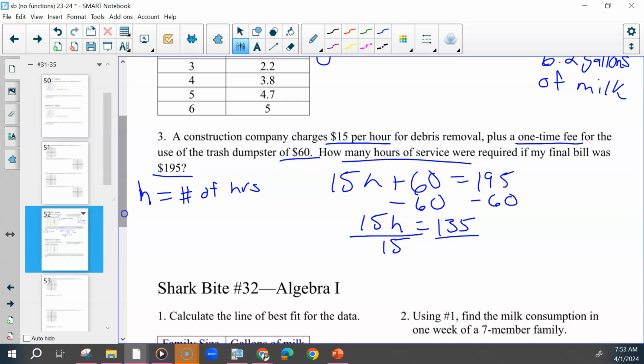So if we divide by 15, how many hours was that? 9.